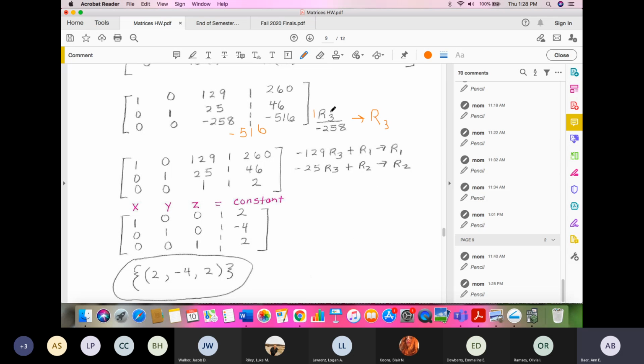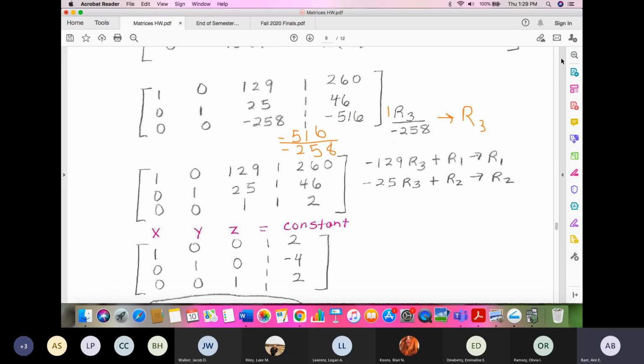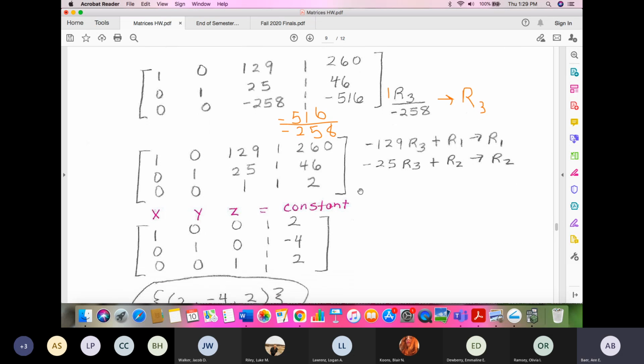And what does this say to do? We took negative 516 because it's in row 3, and we want to divide it by negative 258. Negative over a negative is a positive. 516 divided by 258 is 2. That's where this 2 came from. Any questions? So now we're down to this. We're getting very close to the end here.